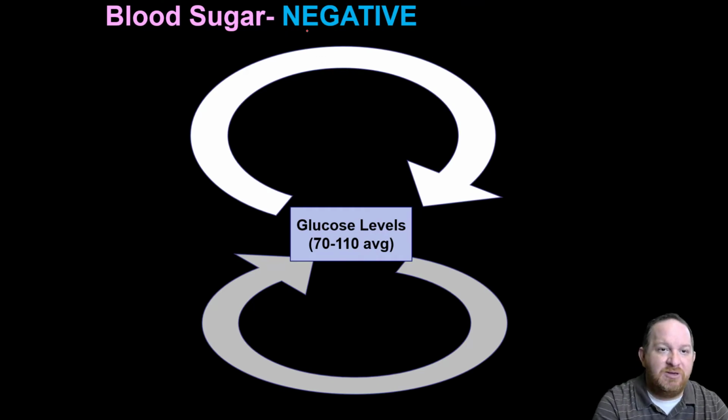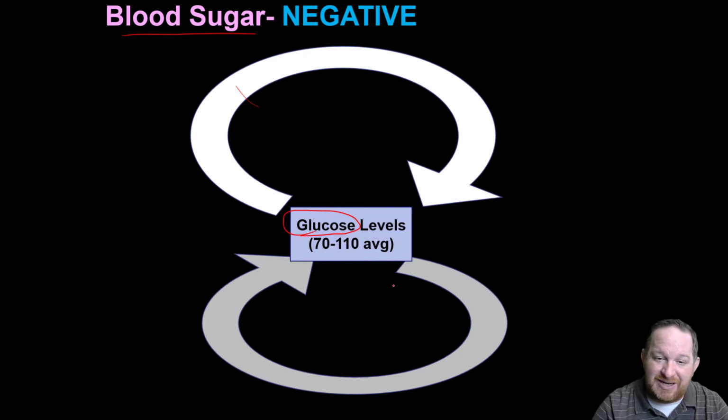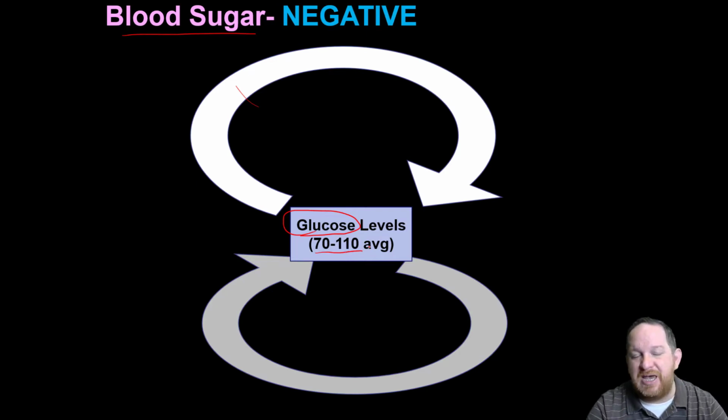Another really common example is blood sugar. This is a big problem: blood sugar getting out of control. So blood sugar is basically the amount of glucose, which is the sugar, in your bloodstream. We need sugar in our blood because glucose, as you know, is what is responsible for ATP production. It is the carbohydrate that is used to make ATP. So we need glucose circulating in our blood, but we need it at about a certain level. 70 to 110 is about the average level that we need for that glucose to be in our body.